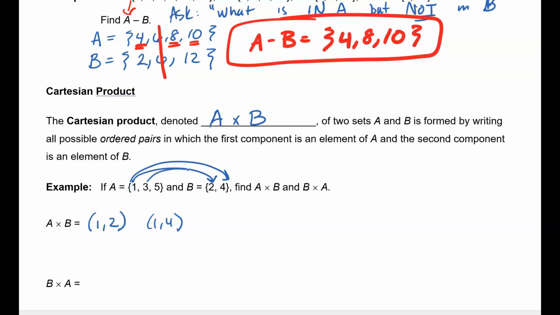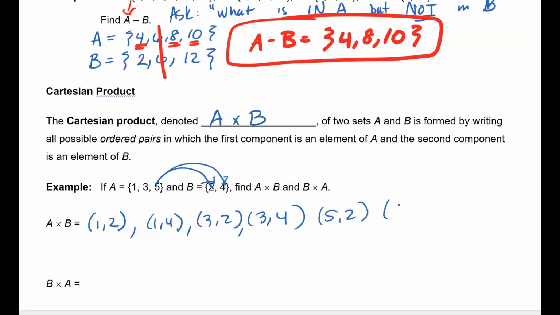And then we do 3, 2, 3, 4. I could put commas between these. And then we do 5, 2, 5, 4. So the Cartesian product, A times B, is the set of these ordered pairs. You always write the Cartesian product with curly brackets. And again, those are on your keyboard or in the math palette.